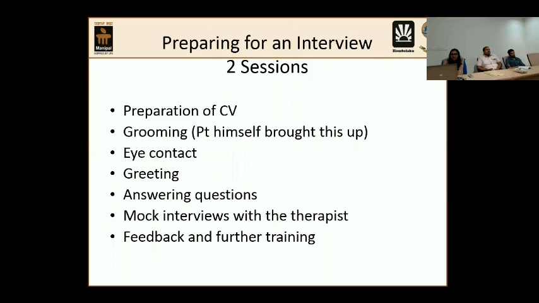One of the interesting factors at this point was that he himself came and told us, look, I don't think I have adequate clothes for the interview and I should bring better clothes from my house. The social skill training for the interview focused on eye contact with all the interviewers, greeting the interviewers, and answering questions. The therapist conducted mock interviews with the client, like role plays. So the therapist will be the interviewer and the resident will be the person who is coming for the interview. After each role play, we would give feedback and further training was done.